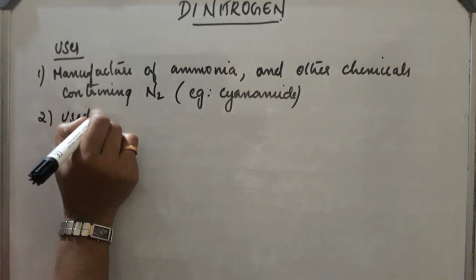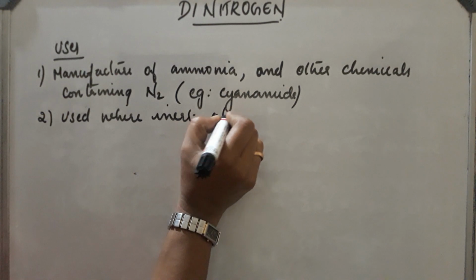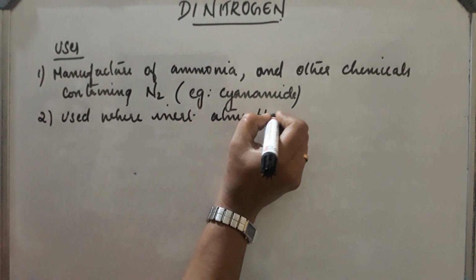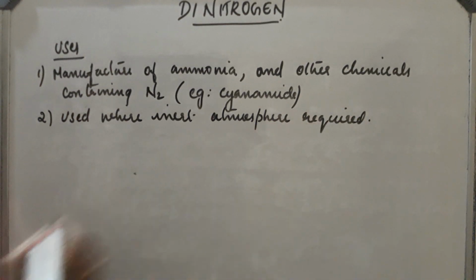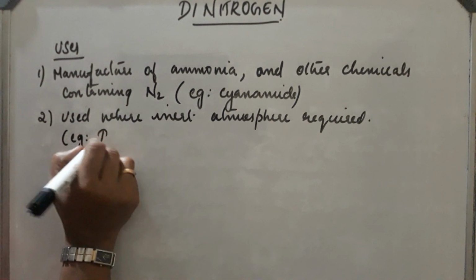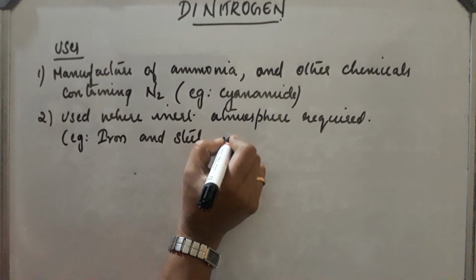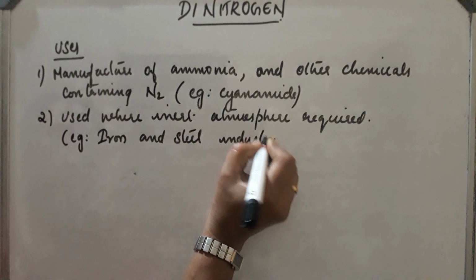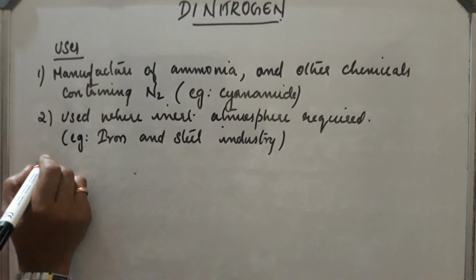Then it is used where an inert atmosphere is required, that is in the iron and steel industry, as an inert diluent for reactive chemicals. Second use: inert atmosphere in the iron and steel industry.